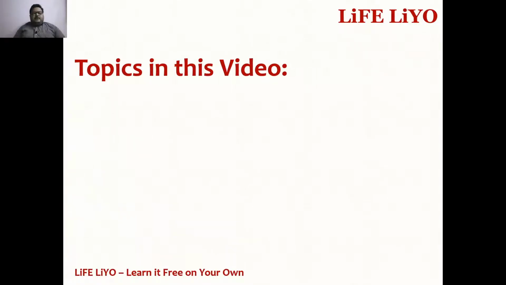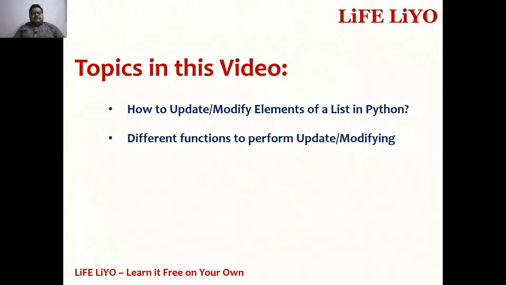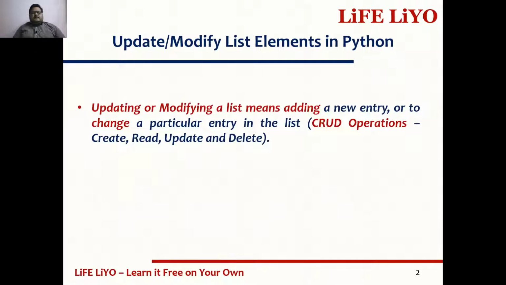In this video, I am going to discuss how to update or modify the elements of a list in Python, and the different predefined functions useful for performing updating or modifying, with examples. First of all, what is updating or modifying list elements in Python? Updating or modifying a list means adding a new entry to a list or changing a particular entry in the list, such as CRUD operations: create, read, update and delete.